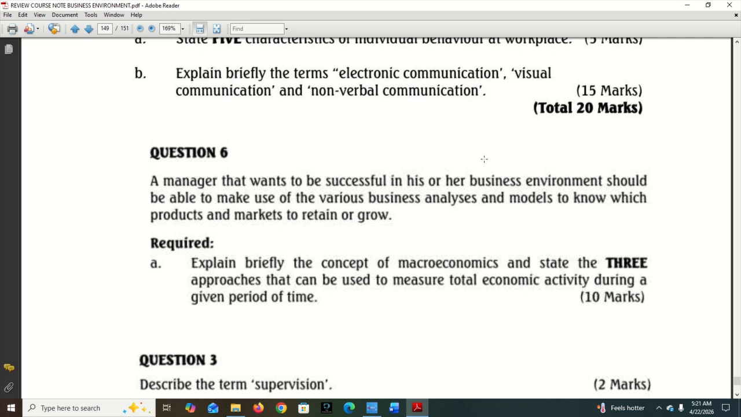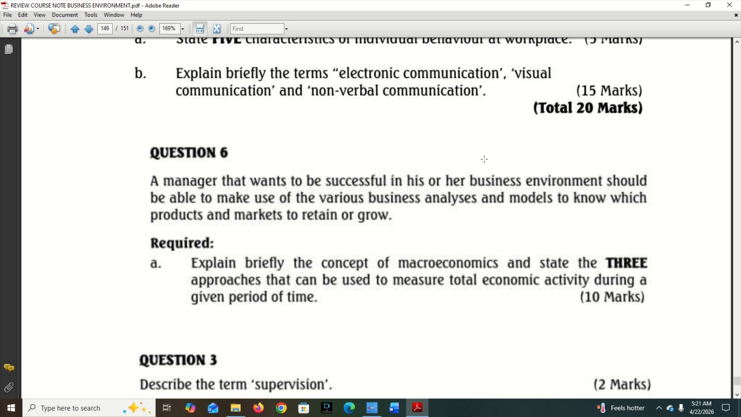Then the second part says state the three approaches that can be used to measure total economic activity during a given period of time. They're asking us to state three approaches that can be used to measure total economic activity. Of course, that's national income accounting. You have three methods, I've explained that before. You have the expenditure approach, your income approach, and your output approach.